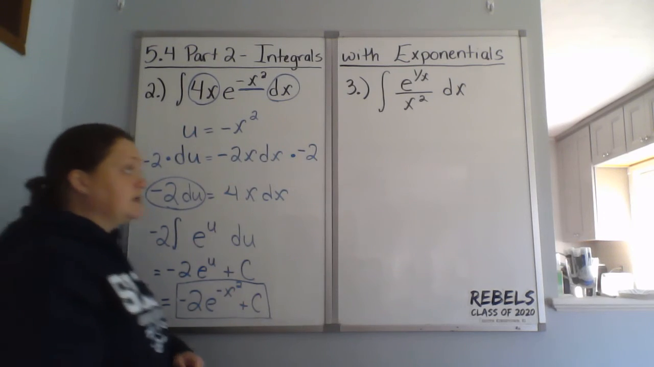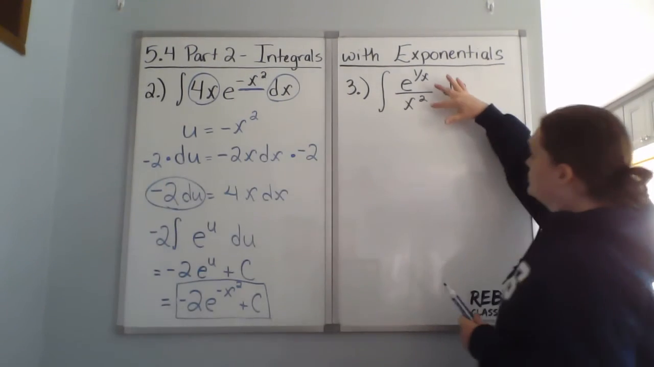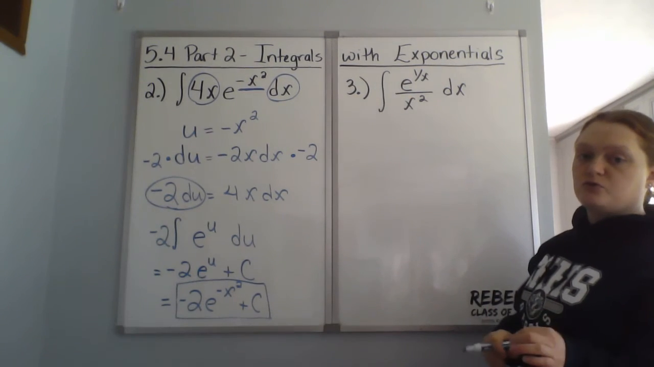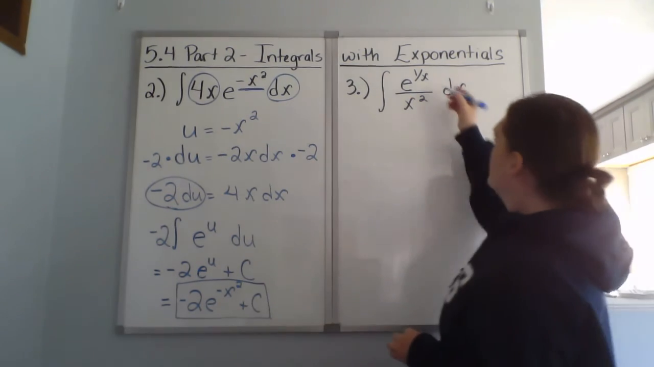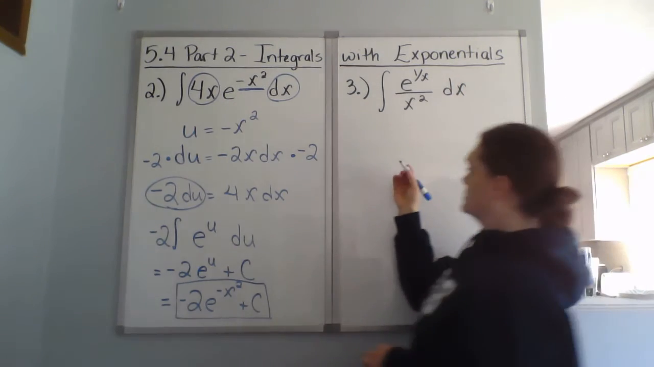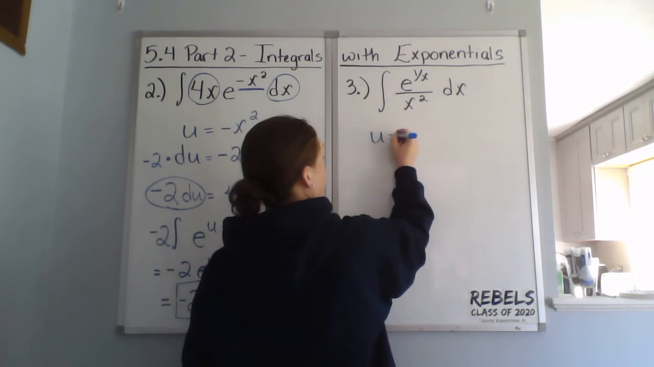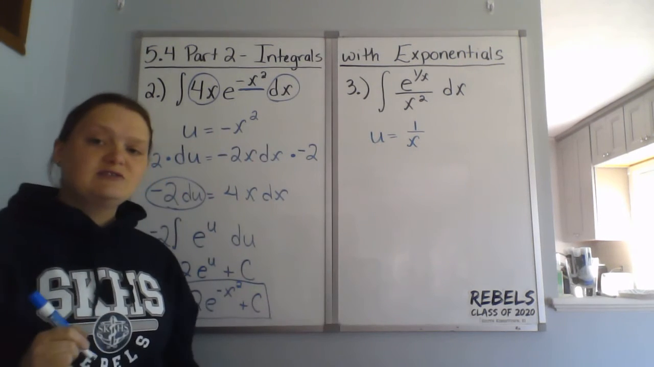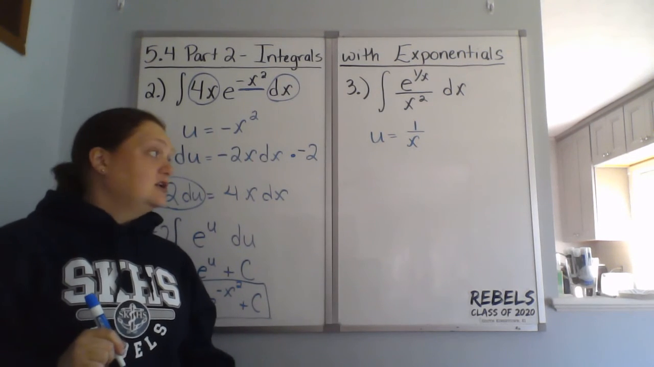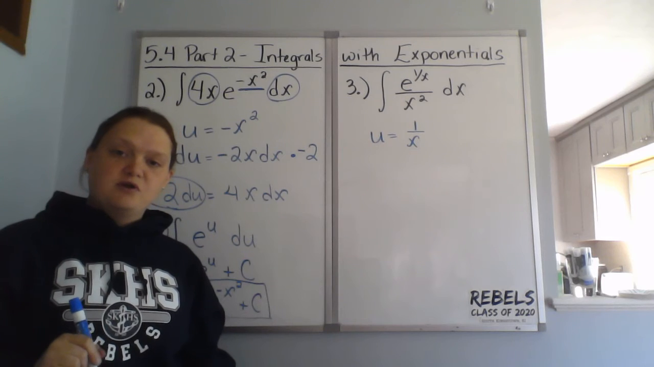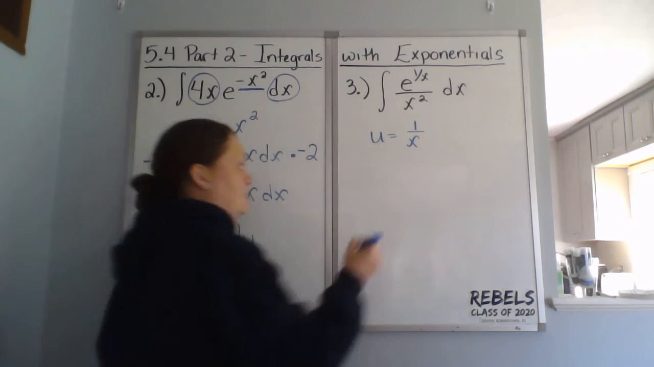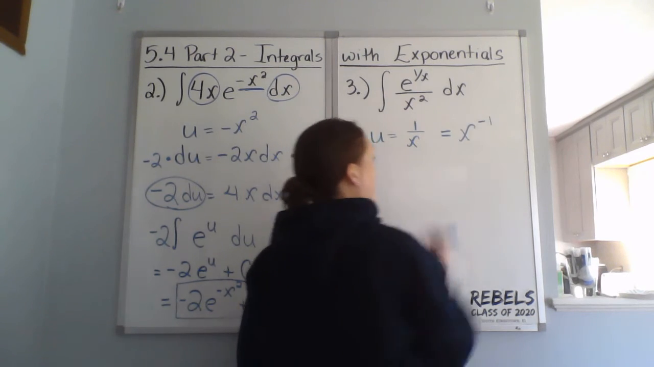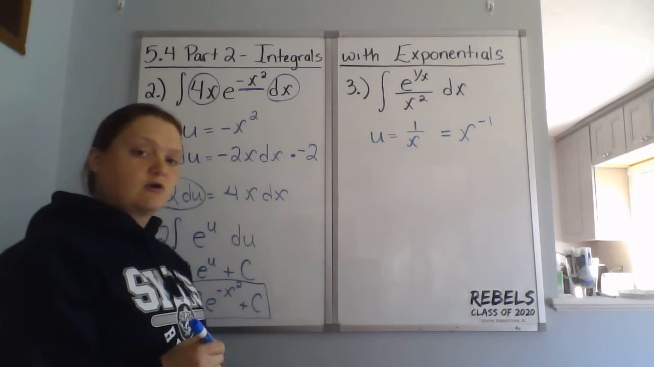For problem number 3, again, I look at the problem and I see a single base e, so that means u should be whatever the exponent is. The exponent here is 1 over x, so my u should be 1 over x. Now I need to find the derivative of that. It'll be easier to find the derivative of 1 over x if I make it x to the negative 1 power. That way I can do the power rule and avoid the quotient rule.